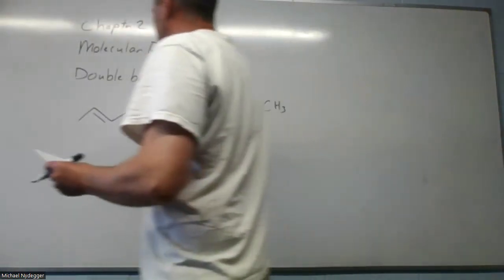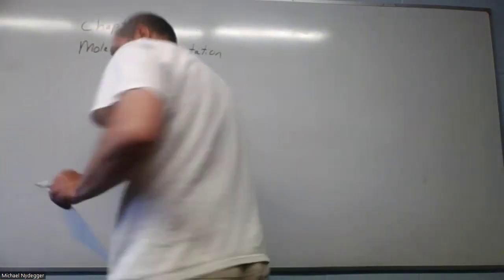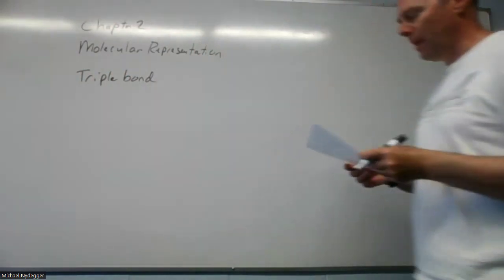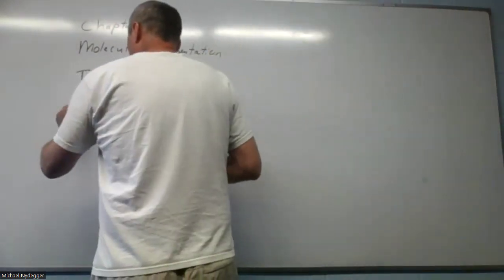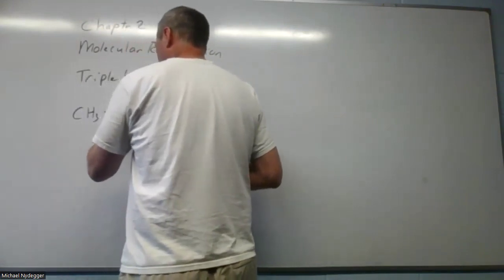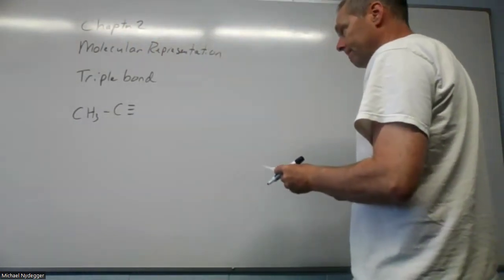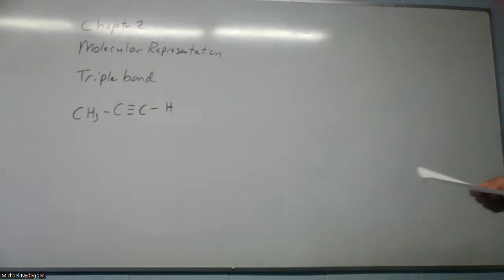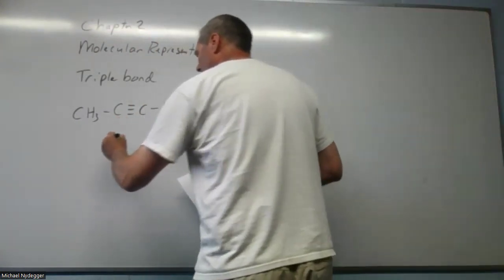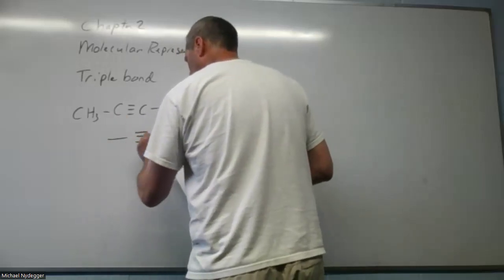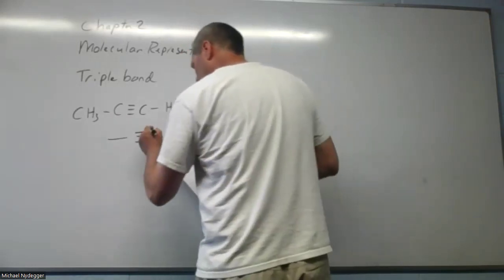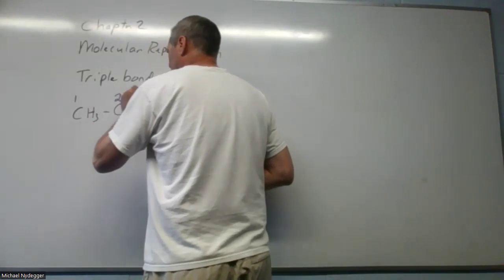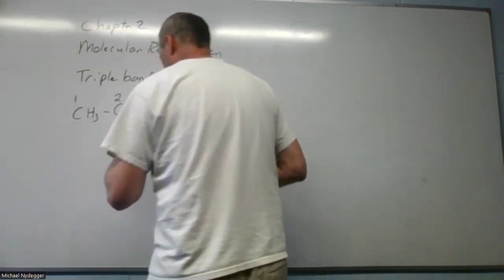And then if we have a triple bond, we have CH3 carbon, 1, 2, 3. Carbon, okay. And then we can have a hydrogen here. What that would look like is you could draw this as single bond, 1, 2, 3. Would look as such. So here, this would be carbon 1, carbon 2, carbon 3.